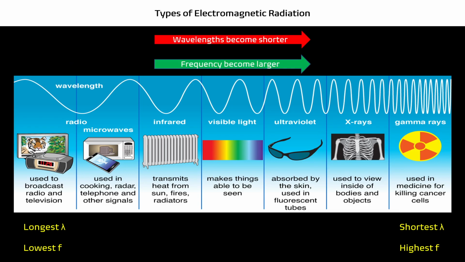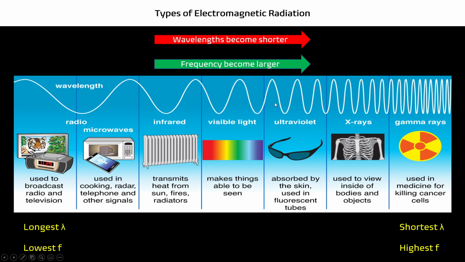Now, as we go from left to right, we will notice that the wavelengths become shorter and shorter, but the frequency becomes higher and higher. Okay, so that's the only two relationships that you need to take care of in electromagnetic radiation.